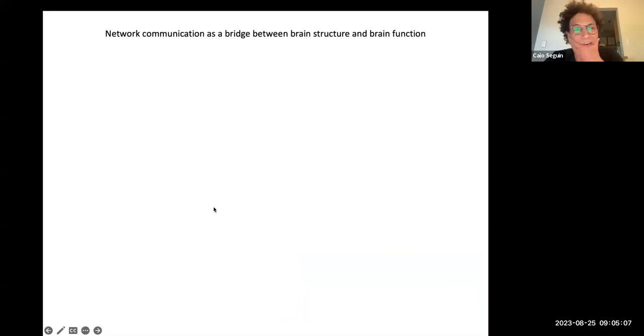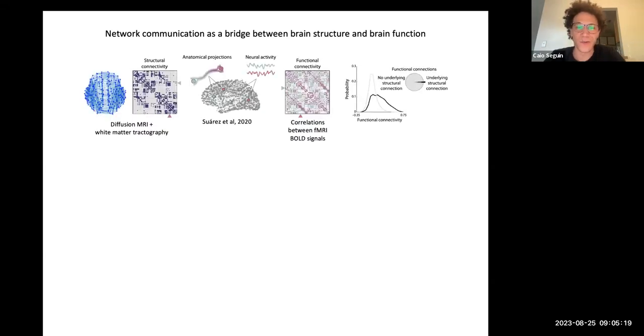All right, so I'm going to argue that network communication offers a way to provide a bridge between brain structure and function. And I'm going to start with two examples of that. I really like this example, and apologies if you've already seen me provide it before. Here we have, on the left, a structural connectivity matrix. This is the human connectome, macro scale connectivity mapped with diffusion MRI and white matter tractography. So these are anatomical connections.